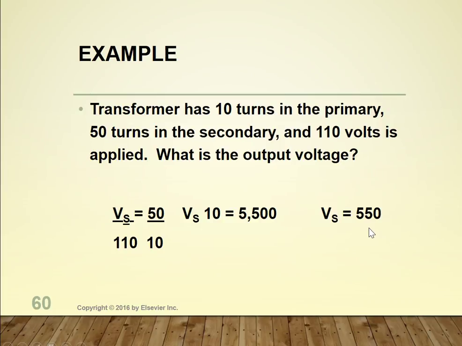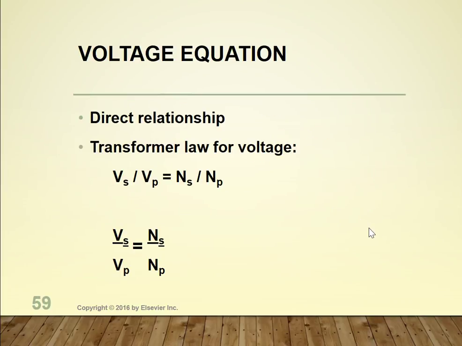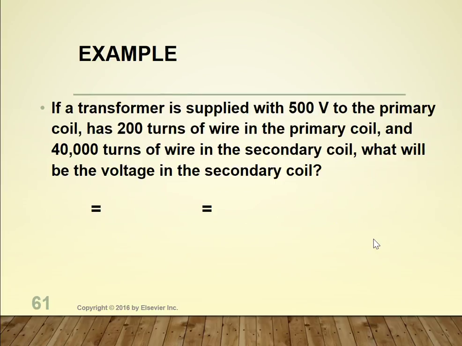So 10 turns in the primary, 50 in the secondary, and you started out with 110 volts. Now, could you just say 10 divided into 50 is 5, so you've got 5 times more power? Yes, that would work, as long as you understood that it is a direct relationship. More turns, more power. Here, more turns, more power. We started with 110, and now we have 550. Direct relationship.